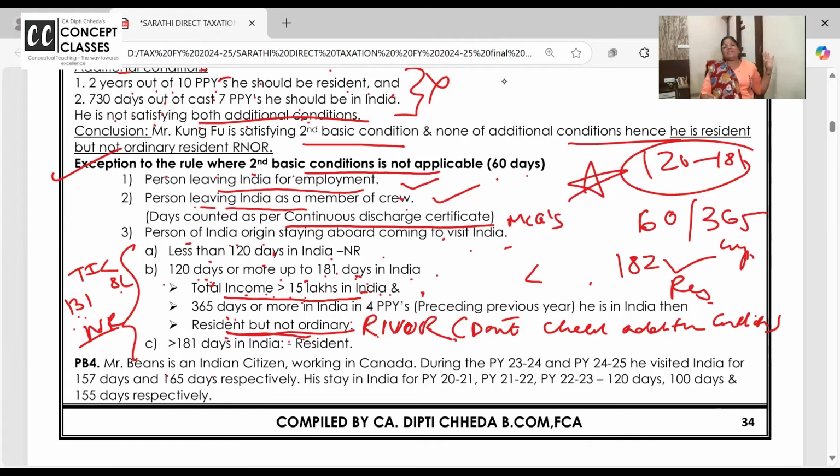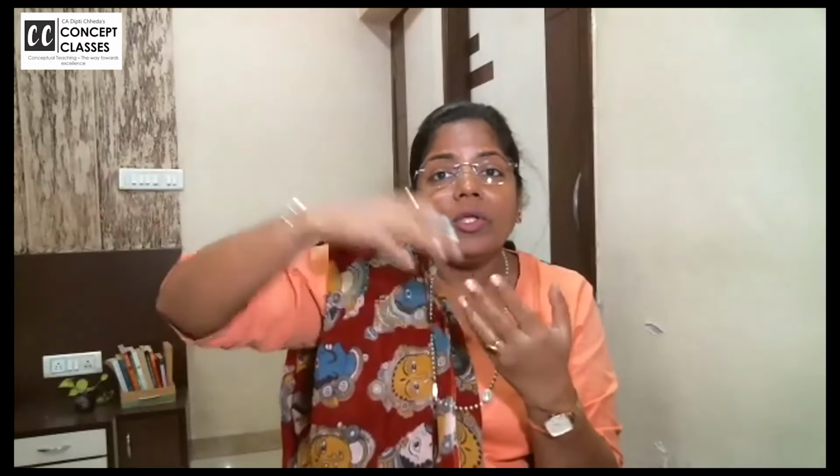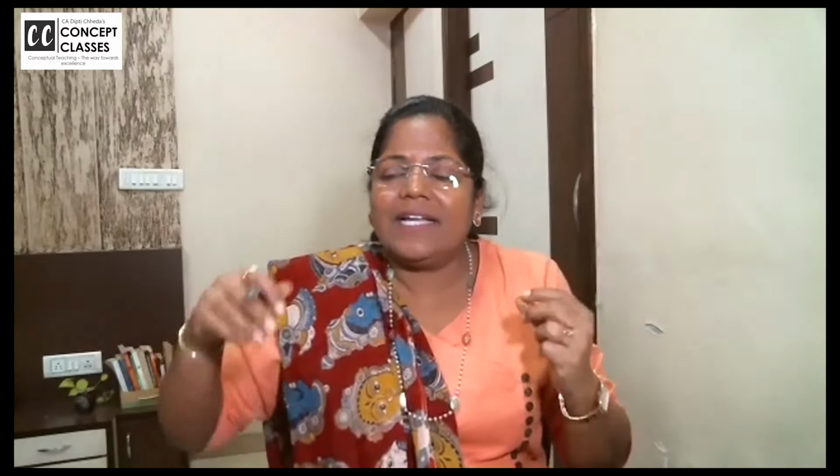Government is very smart. They're saying, you are an Indian citizen going abroad for employment, go. You are going abroad as a member of crew, go. Oh, you are staying abroad, coming to visit India. You're not there for more than 182 days, but your income is 18 lakhs in India. You should pay some tax, no? 18 lakhs is huge. That's the mindset that they shifted the 60 days condition to 120 days and applied it.